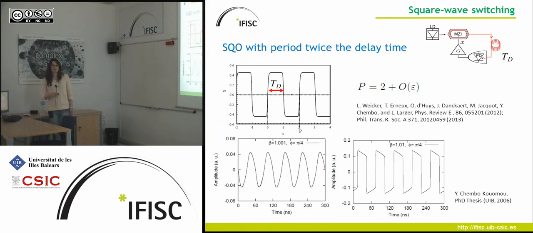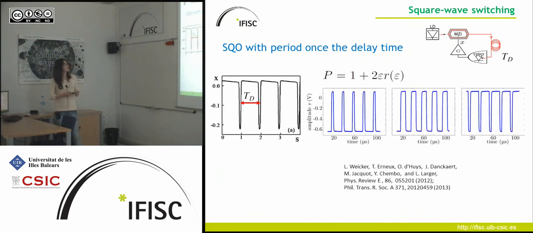For low values of the feedback strength, lower than 1, we have the steady solution, and for larger values the solutions are sinusoidal. And if one increases the feedback strength, the solutions become more and more squared. This is not the only type of solution.